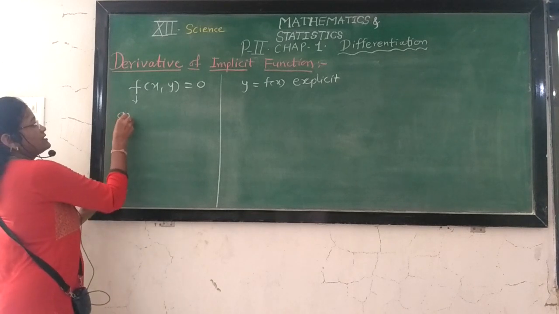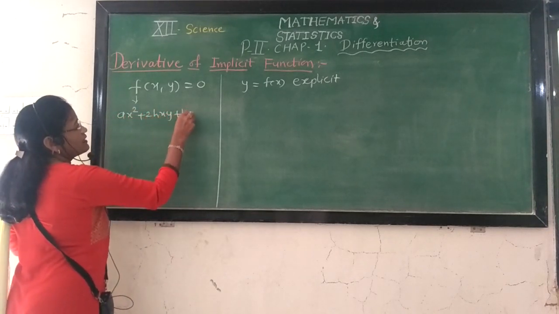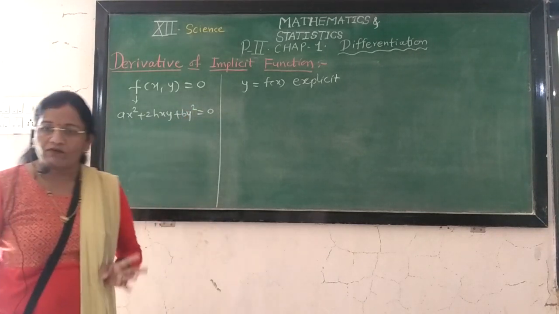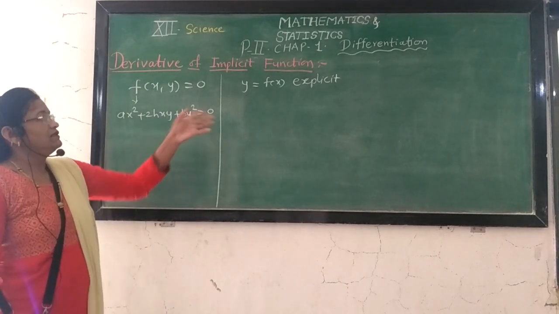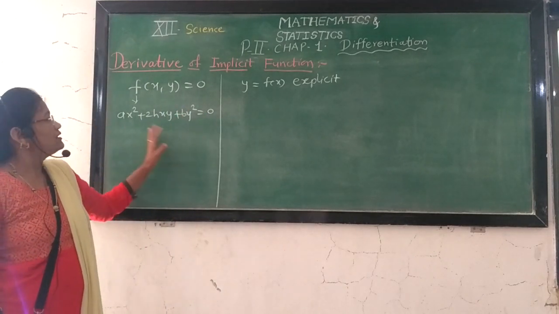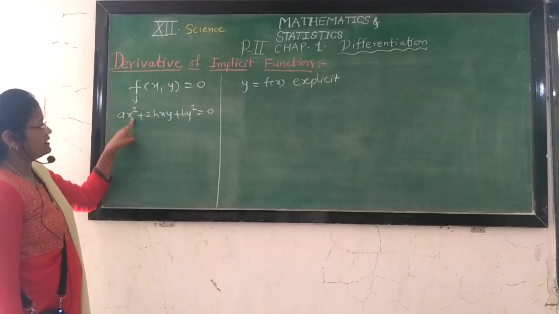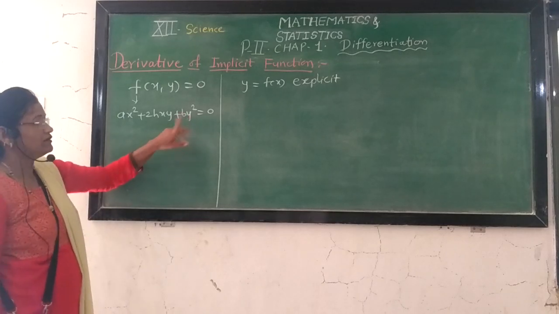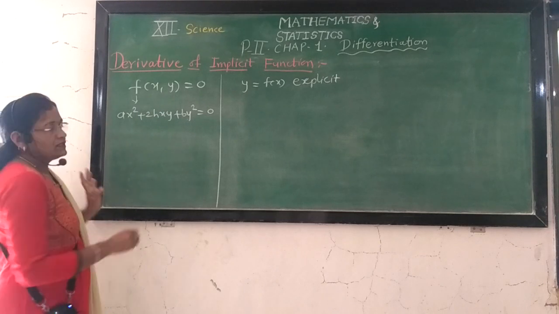Now we take an example: x square plus 2hxy plus by square equal to 0. This is the joint equation of a pair of lines passing through the origin. We learned this equation in the first chapter, pair of straight lines. Here the first term contains variable x, the second term contains both variables x and y, and the third term contains only one variable, that is y. So this is of the type f of x, y equal to 0.